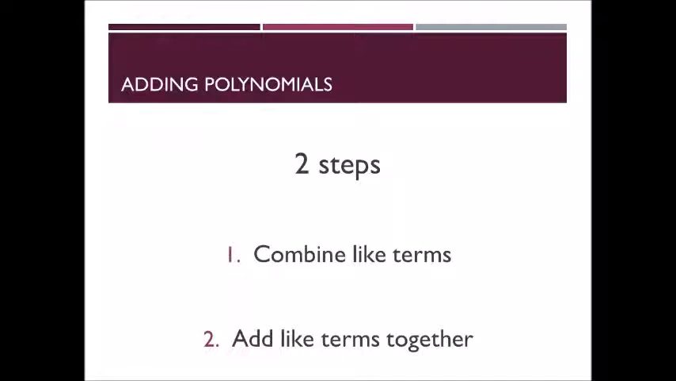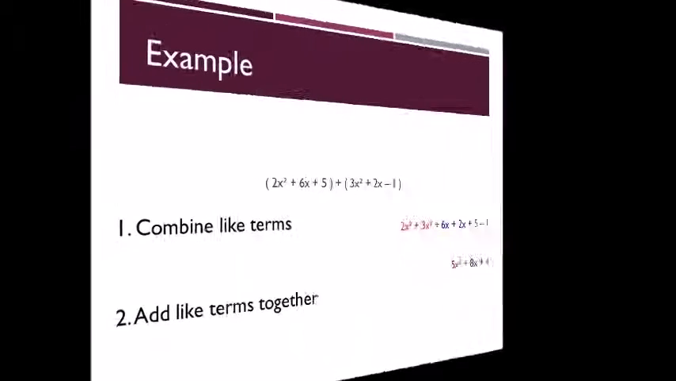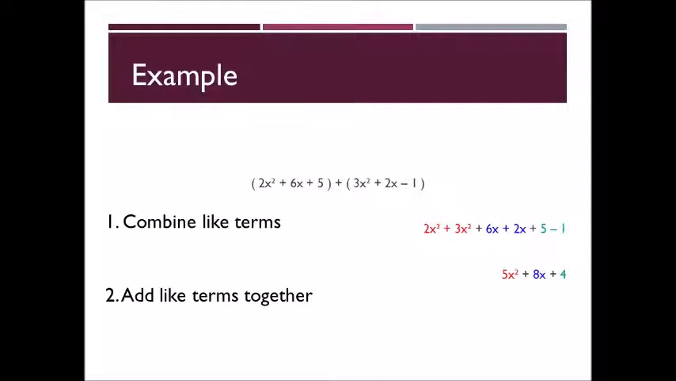Let's practice. Our first problem involves two polynomials, 2x squared plus 6x plus 5 and 3x squared plus 2x minus 1. Let's follow our two-step process to add these polynomials. Step 1 is combine like terms. The 2x squared goes with the 3x squared, 6x with 2x, and the 5 goes with minus 1. Step 1 is done. On to step 2.